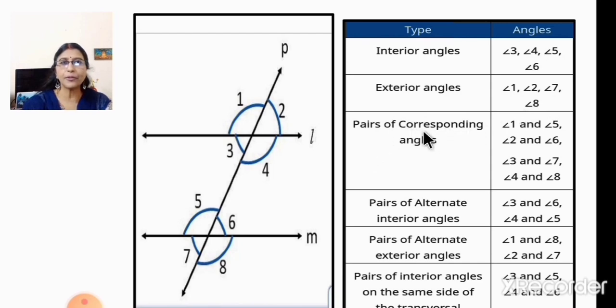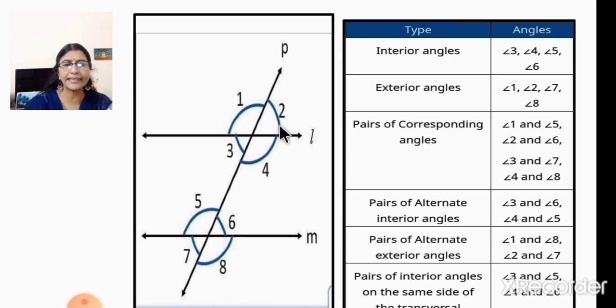Then we have learnt about pairs of corresponding angles. So which are corresponding angles? Let us see first. If we take angle 1, which is on the left side of the transversal, you can see here this is the transversal. So it is on upper left side. Same way here we will see, because they have different vertex. So here this is one vertex, this is another vertex. So we will take angle 5. You can see here this is on upper left side, this is also on upper left side. So angle 1 and angle 5.